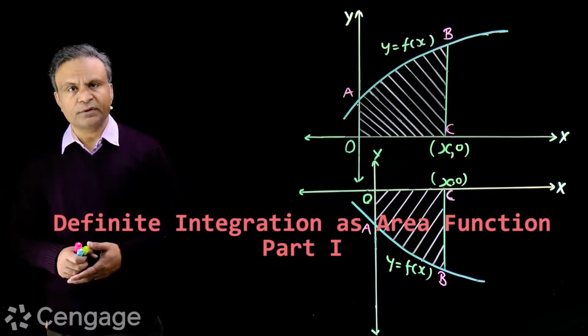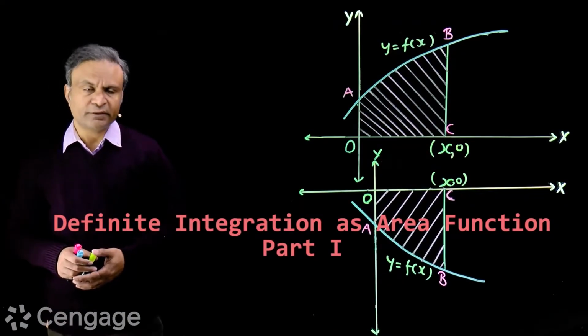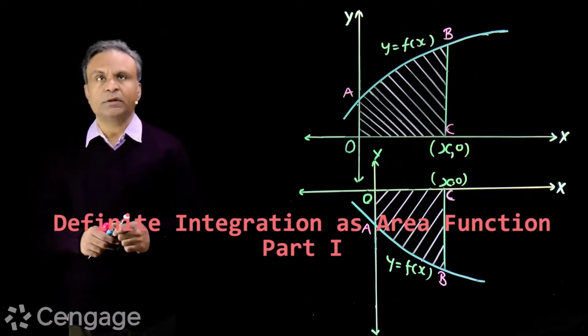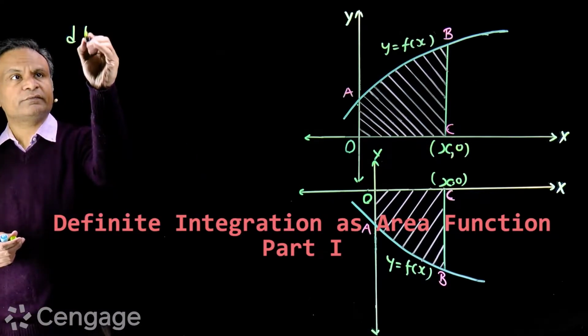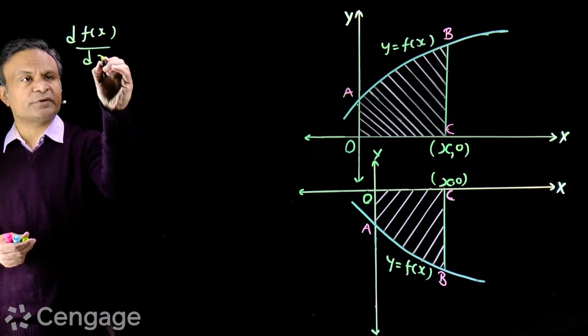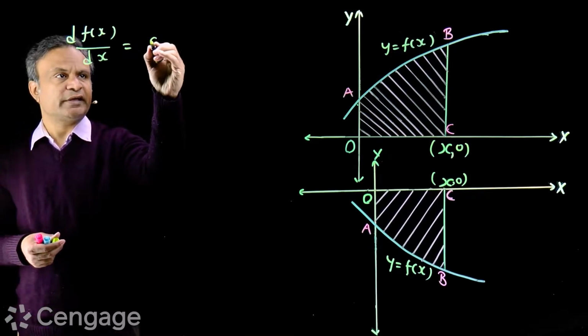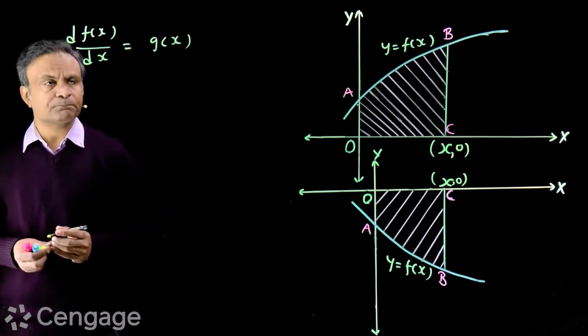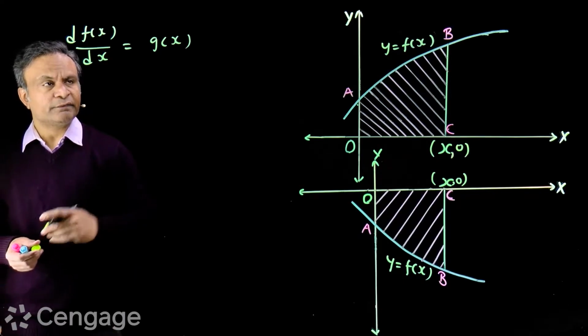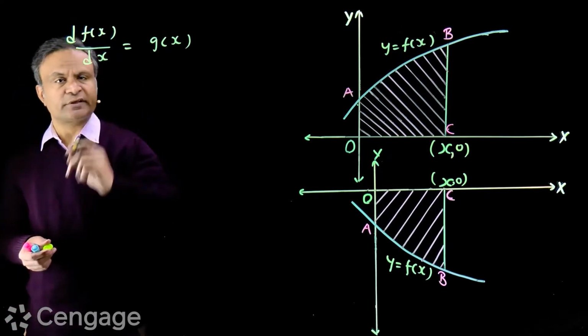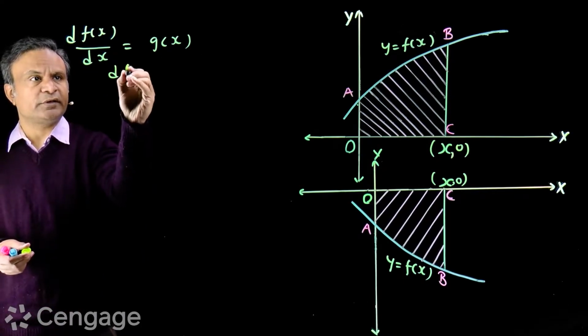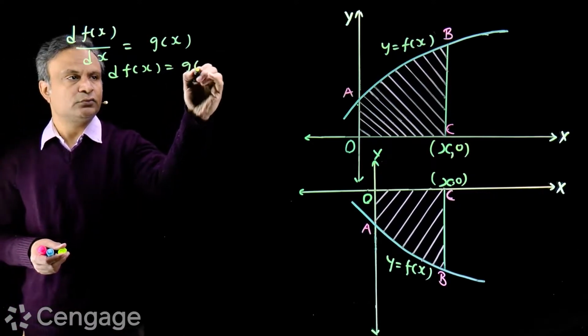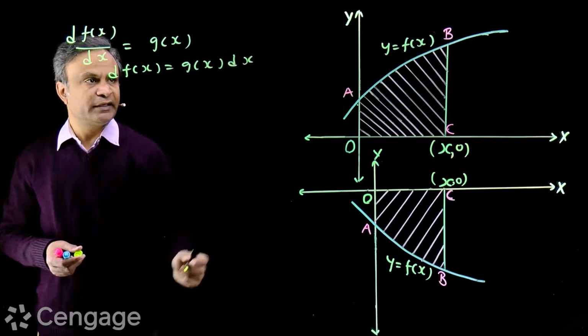Hello students. We know that integration is the reverse process of differentiation. Like if we differentiate function f(x) with respect to x, suppose we get function g(x), and if we integrate function g(x), we get function f(x) back. We have d of f(x) is equal to g(x) multiplied by dx.